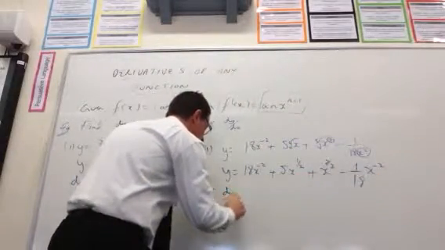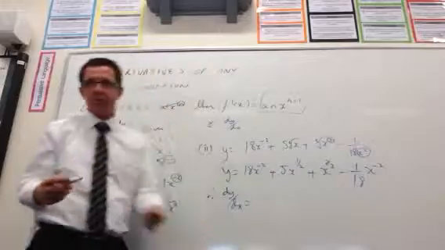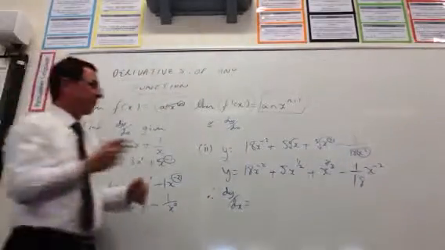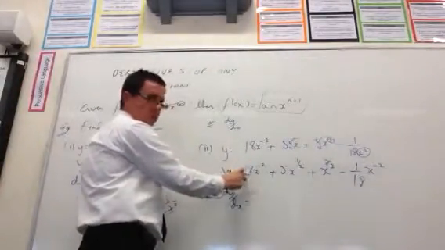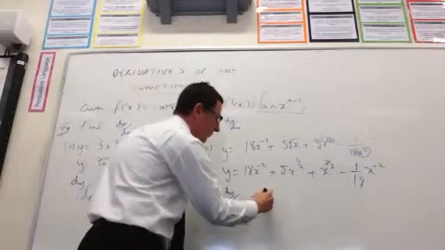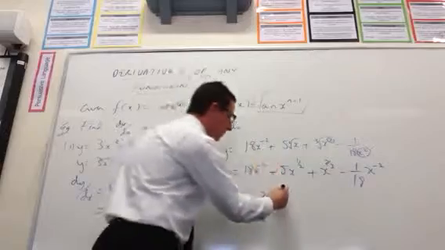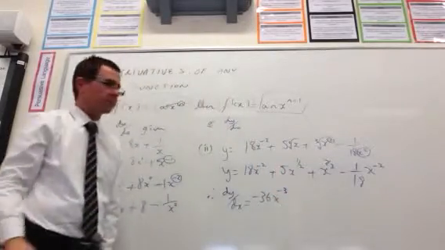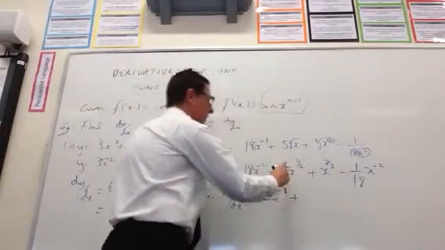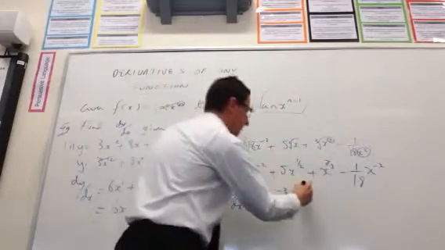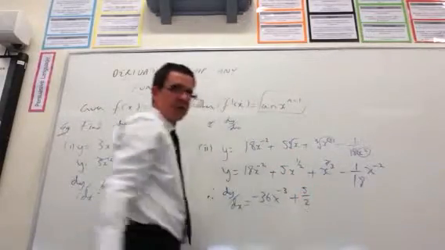Therefore, dy dx is, we're now ready to do our normal derivative stuff, negative 2 times 18, negative 36, negative 2, take away 1, negative 3, plus 5 times a half. Leave it as 5 on 2.